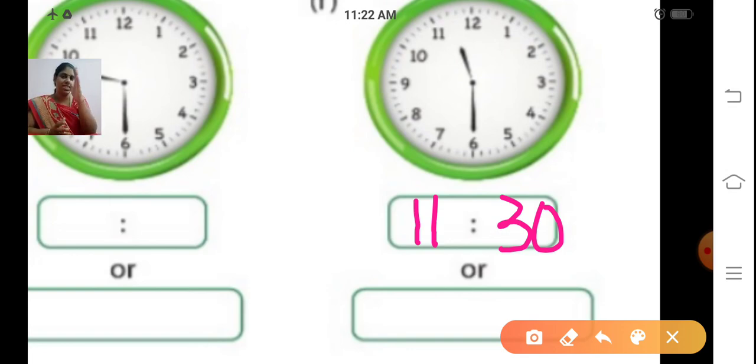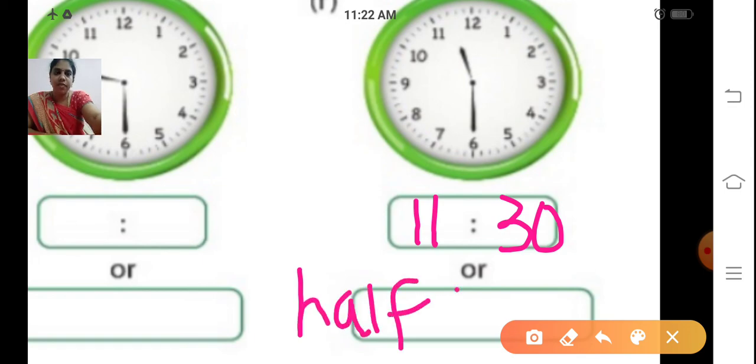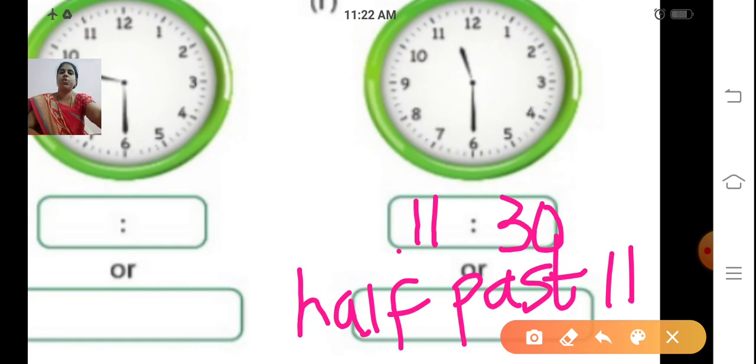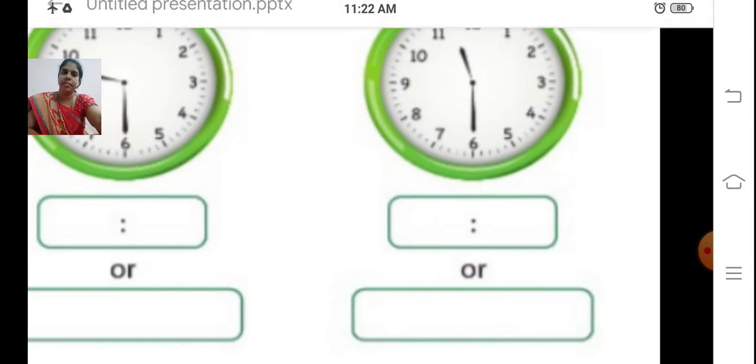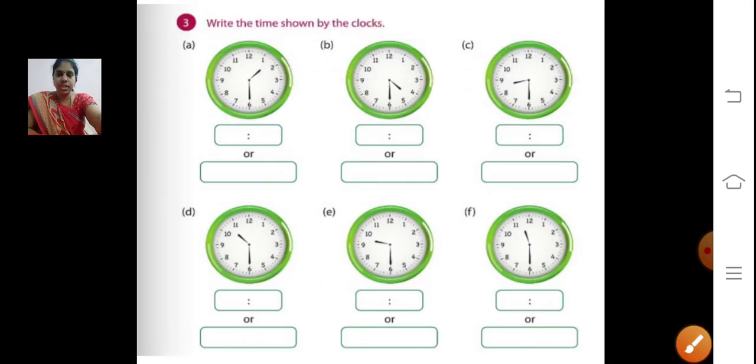Now if the minute hand is at 6, you can say the exact time, right? Yes. And for hours you have to see the shorter hand. So the time is 11:30. How will you write another way? 30 means half an hour is over, right? Half past, H-A-L-F, half past 11. From 11 o'clock, 30 minutes is over. So half past 11.